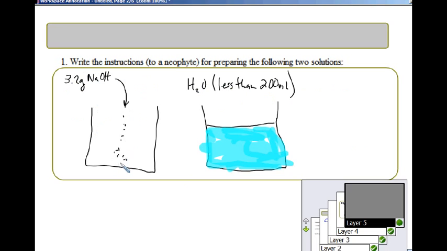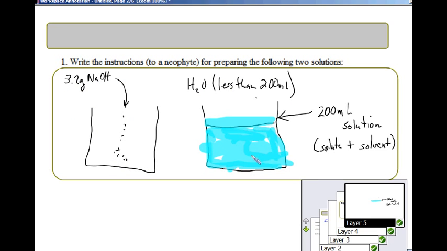volume of, and then add water up to less than 200 at first. Stir it in and then add a little bit more to make sure it fills 200 milliliters of the solution, which is the solute and solvent combined.